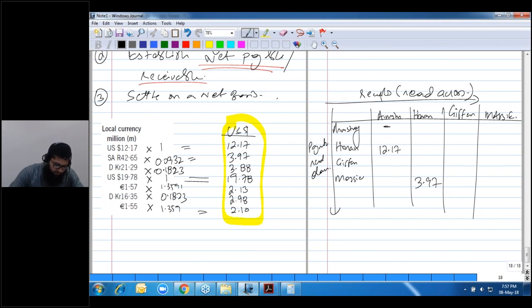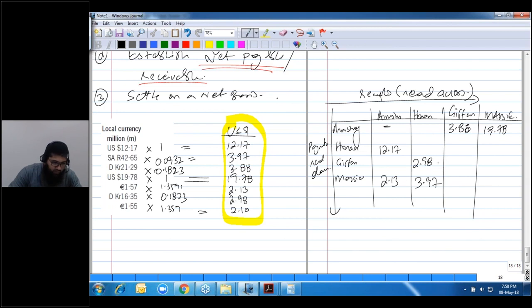And the next is Giffen has to pay. Whom do they have to pay? They have to pay to Armstrong. How much? 3.88. Who is next? Messi has to pay to Armstrong. How much? 19.78. Then Armstrong has to pay to Messi. How much does Armstrong have to pay to Messi? It's 2.13. Then Horan has to pay to Giffen. How much is it? It is 2.98.